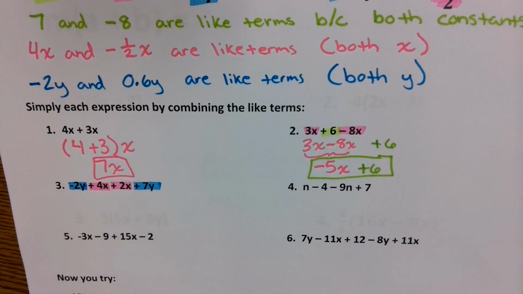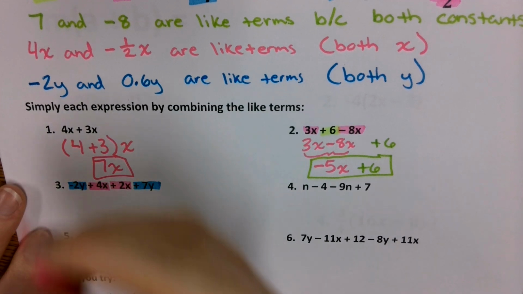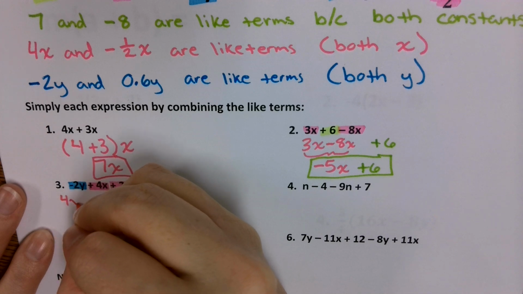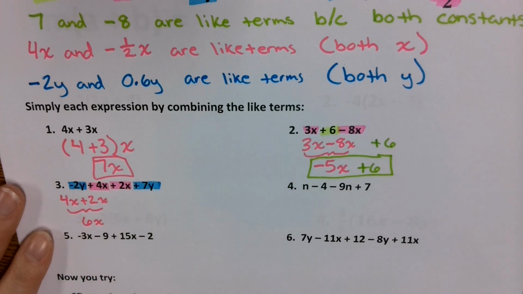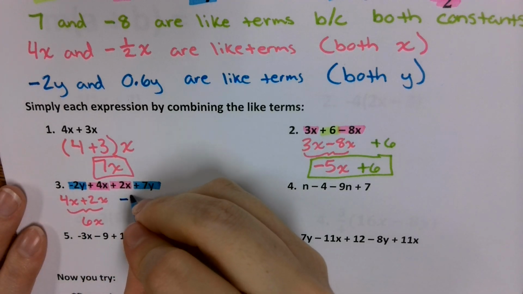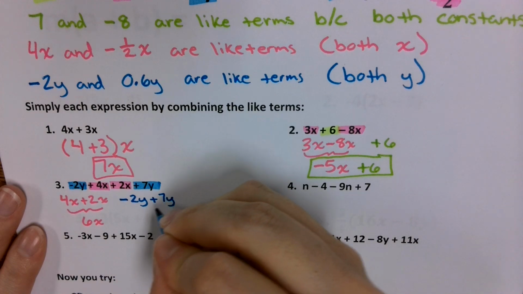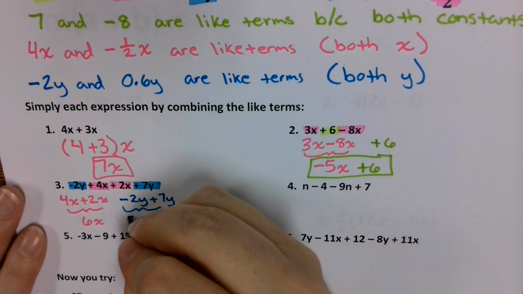Now, when we are writing our expressions, it is common practice to put them in alphabetical order. So I'm going to focus on writing my x terms first, then my y terms. They won't always be that way, but the majority of the time, your answers are typically in alphabetical order. Just get used to the practice. So we have a positive 4x, and we are adding a 2x. When we add those together, that's going to give us 6x. Then we have a negative 2y, and we're adding a 7y. When we combine those together, we're going to get a positive 5y.